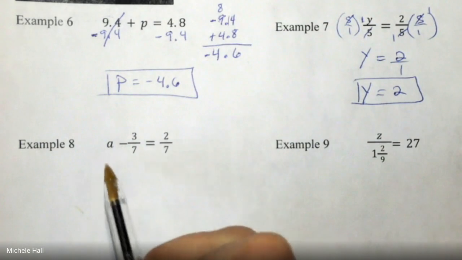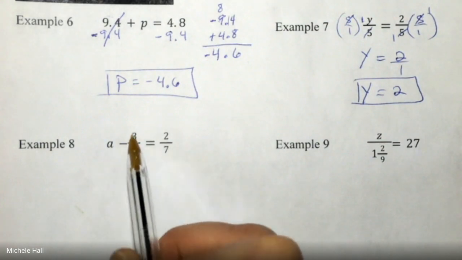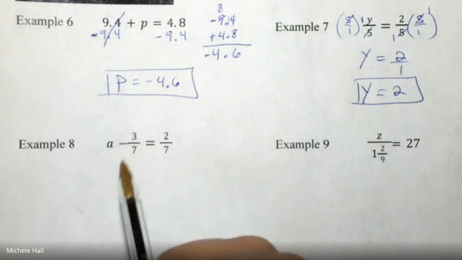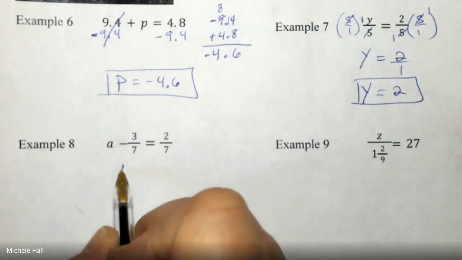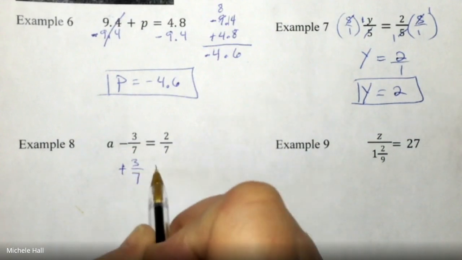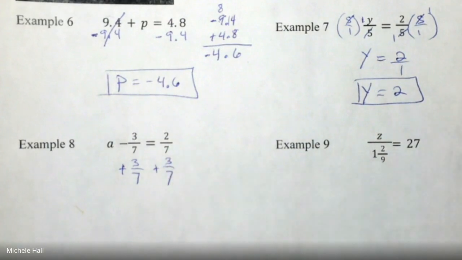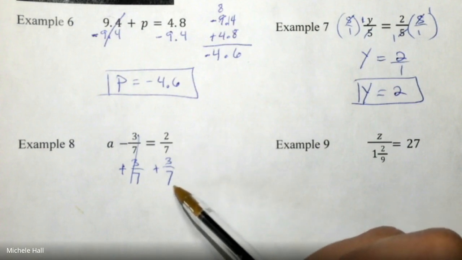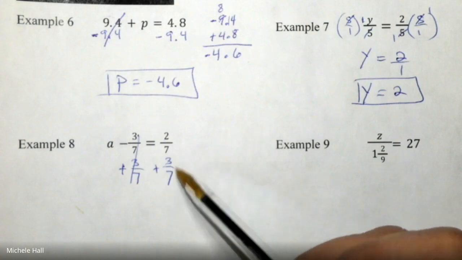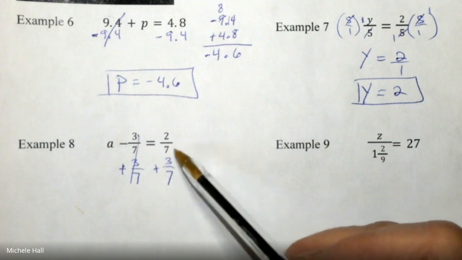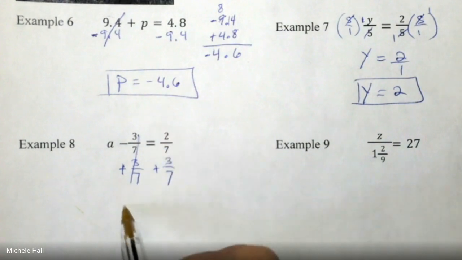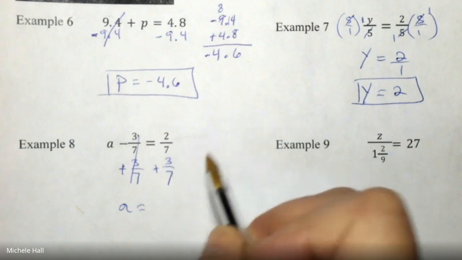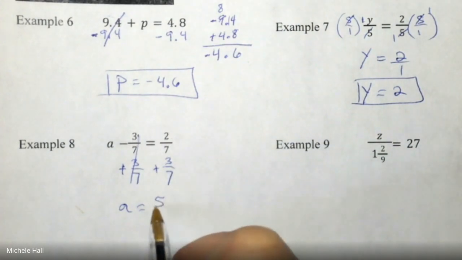Example 8, I see that a is being subtracted by 3/7. The opposite of subtracting 3/7 is to add 3/7. Add 3/7 to the other side of the equation. My negative 3/7 and positive 3/7 cancel. And then I need to do the math on the right side. I'm adding fractions. What is the rule for adding fractions? I need a common denominator. And I see here that I already have that common denominator. All I need to do is add it up. 2/7 plus 3/7 is 5/7.